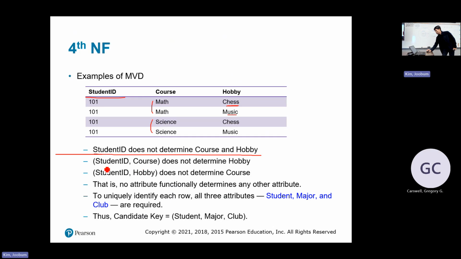Okay. How about student ID and course? Composite key. Student ID and then course can determine hobby. What do you think? No. 101 math is associated with chess or the music. The multiple values are associated. So also student hobby cannot determine course, vice versa.